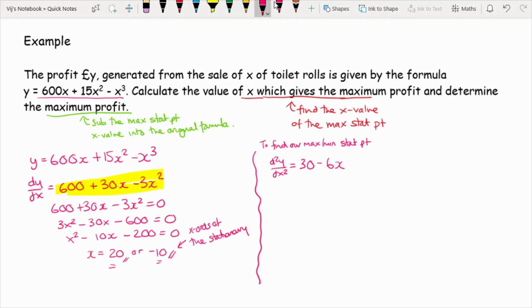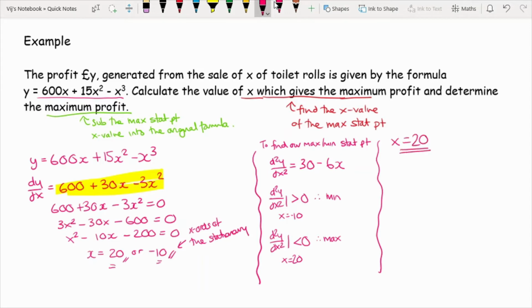So if I was to try d squared y over dx squared where x equals minus 10, then that's going to give me a value that's greater than 0, which is going to give me a minimum point, which is what I don't want. But if I then try substituting the value of x equals 20, then that's going to give me a value of less than 0, which is therefore going to give me a maximum stationary point. So the x value I want in this case is x equals 20. And so that kind of ticks that box there.